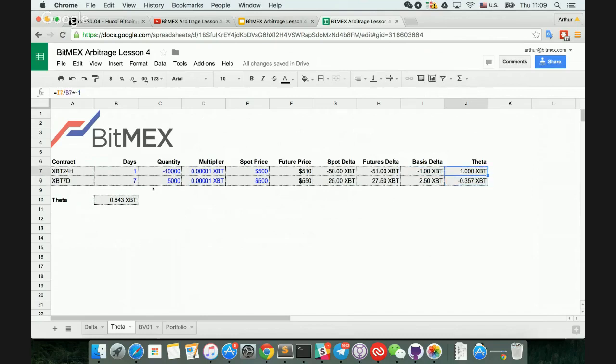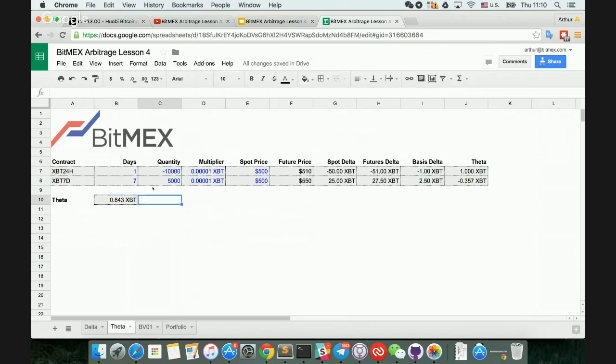That means that we will earn 1 Bitcoin just from the passage of time from selling this daily futures contract versus spot. This means we'll earn minus 0.5357, lose on a daily basis. So if you just looked at the theta from a day-to-day basis, you are set to earn 0.643 Bitcoin each day. Why are you earning money every day?